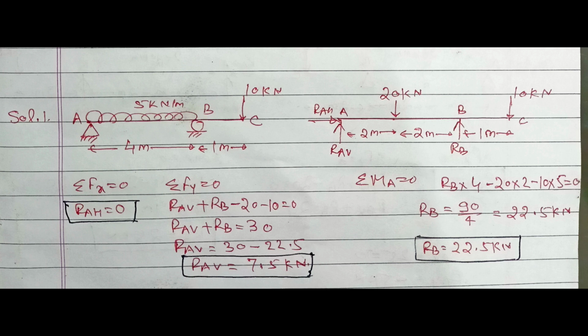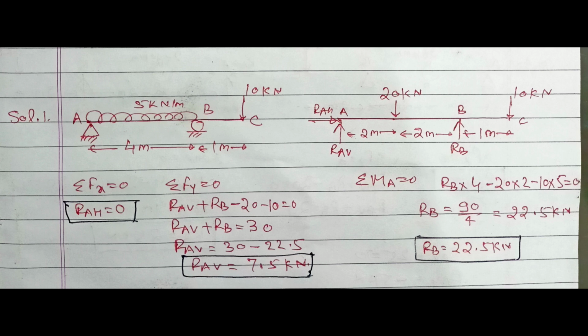RB will try to rotate the body in anti-clockwise direction, so its moment will be taken as positive. And 20 kilonewton and 10 kilonewton will try to rotate the body in clockwise direction, so their moments will be taken as negative. So the moment equation will be RB into 4 minus 20 into 2 minus 10 into 5 equal to 0. So RB equal to 22.5 kilonewton.